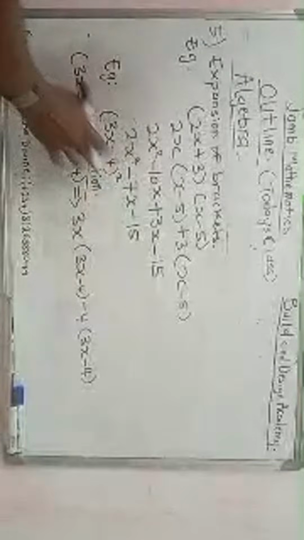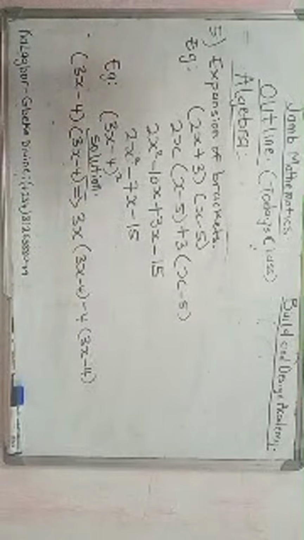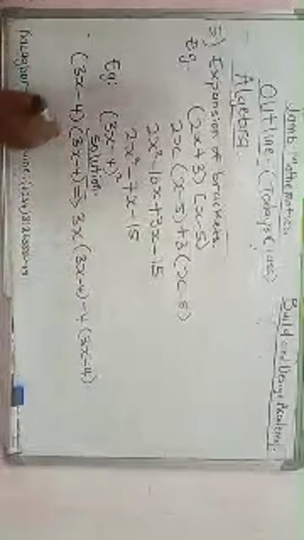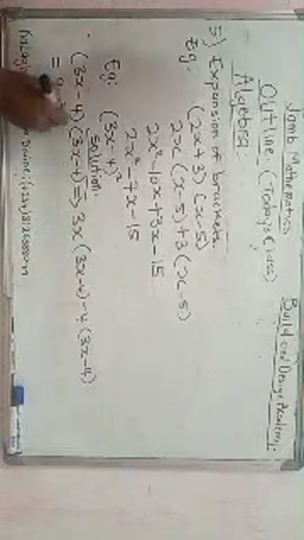You see the process? First of all, you bring it out. If it's raised to power 3, it will be this times this times this. If it's raised to power 4, it will be this times this times this times this. It will be multiplying itself 4 times. So now it's raised to power 2, so we'll multiply 2 times. So let's go. 3x times 3x will give us what? 3 times 3 will give us 9. x times x will give us x squared.